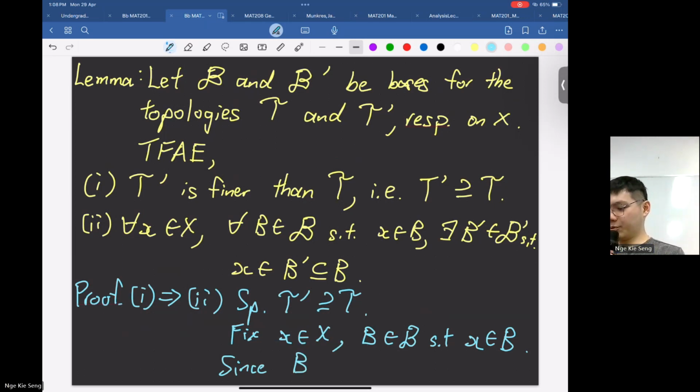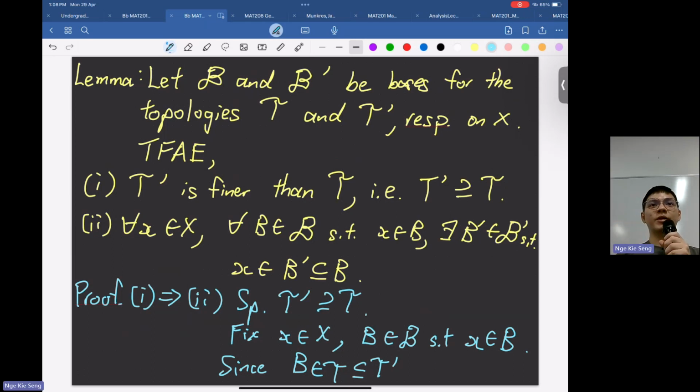B belongs to who? B belongs to T because this T is generated by this basis here. But T is a subset of T prime, meaning what? B is open in T, an open set in T. But everything in T is in T prime, so B is open in T prime. It's an open set in T prime, right? But T prime is generated by this B prime, right? So this means what?